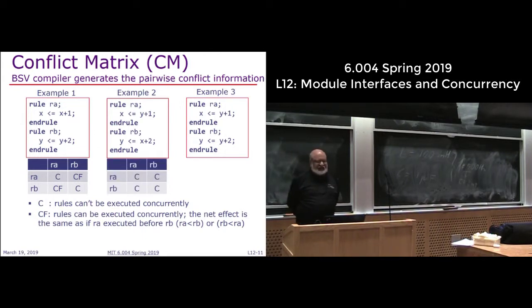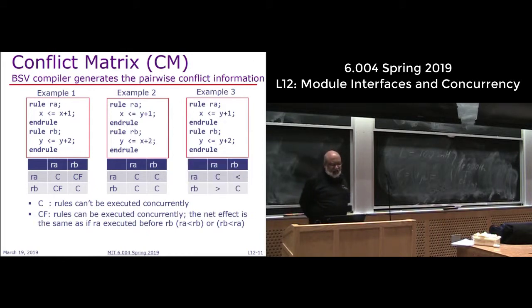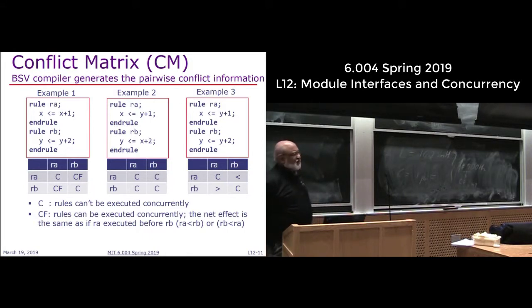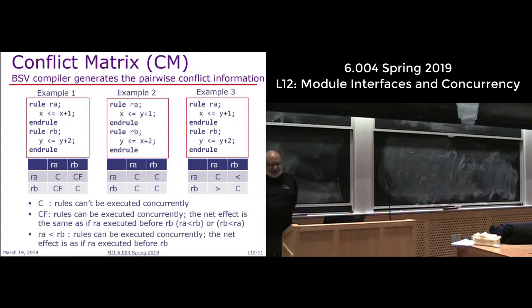And now when I look at the second one, they're all Cs. They're saying you cannot execute rules RA and RB concurrently in this case. And in the final case, it's this, which means that if you execute RA and RB together, it will behave as if RA happened before RB. So the conflict matrix essentially is a pairwise description of these properties. It's telling you, for any two rules, how they interact: whether they conflict, don't conflict, or one is less than the other. Okay.